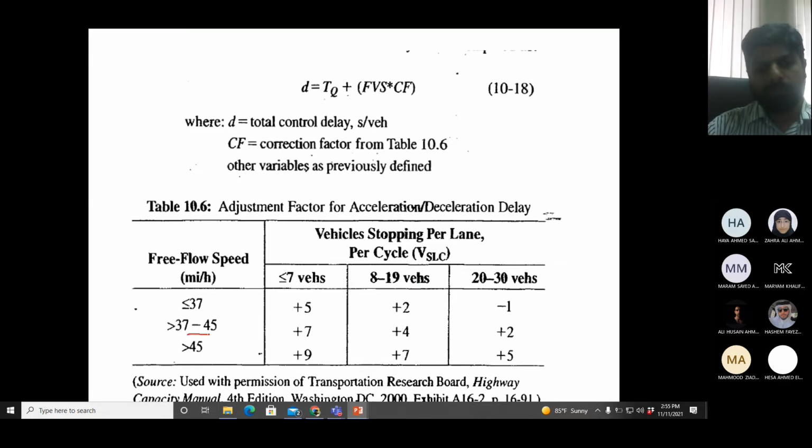So you will find it in this row. And your VSLC is 10 vehicles. So you find it in this column. So your correction factor will be +4. So you multiply this in this equation.